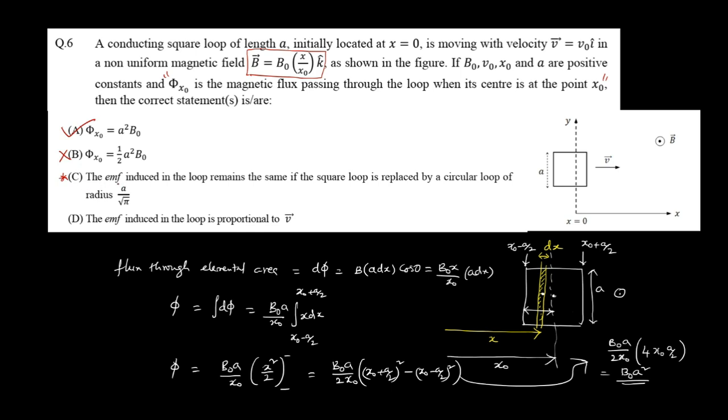Next: is the EMF induced in the loop the same if the square loop is replaced with a circular loop of radius a by root pi? This is the flux value. As the square loop is moving, we first need to identify the EMF. So I take the loop like this, moving with velocity v, so EMF will be generated over here and here. EMF does not generate over these sides because these lengths are parallel to the velocity.